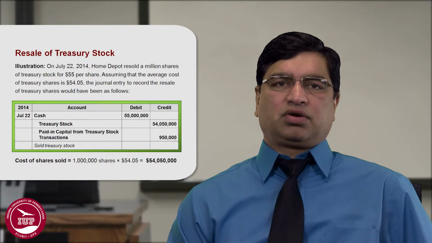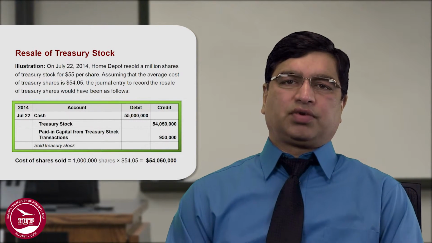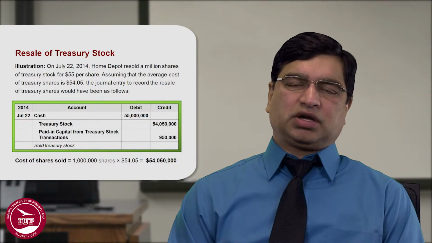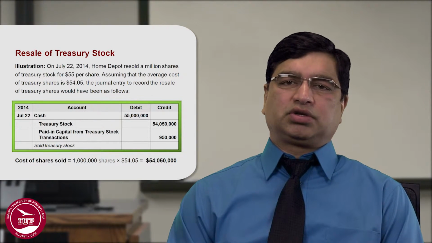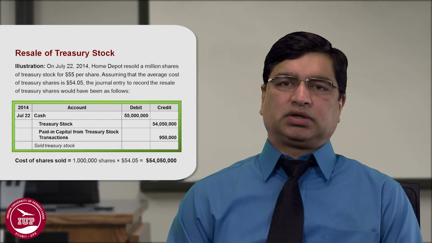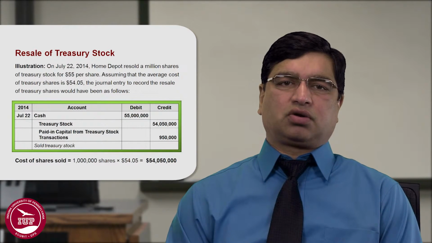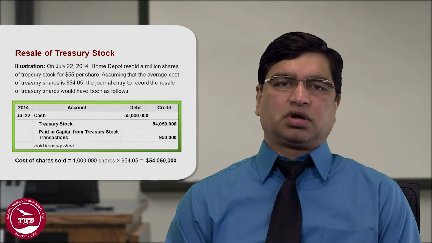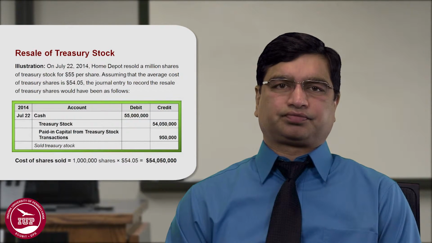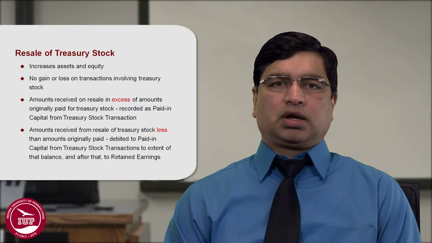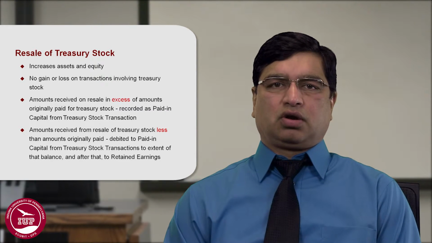So if you sell or resell these shares for $55 a share, then you've got $55 million as cash. At the same time, your Treasury stock is credited by $54,050,000, which was the cost at which it was acquired, and the balance goes to the new account called paid-in capital from Treasury stock transactions. Again, there is no gain or loss that is recorded on the Treasury stock.